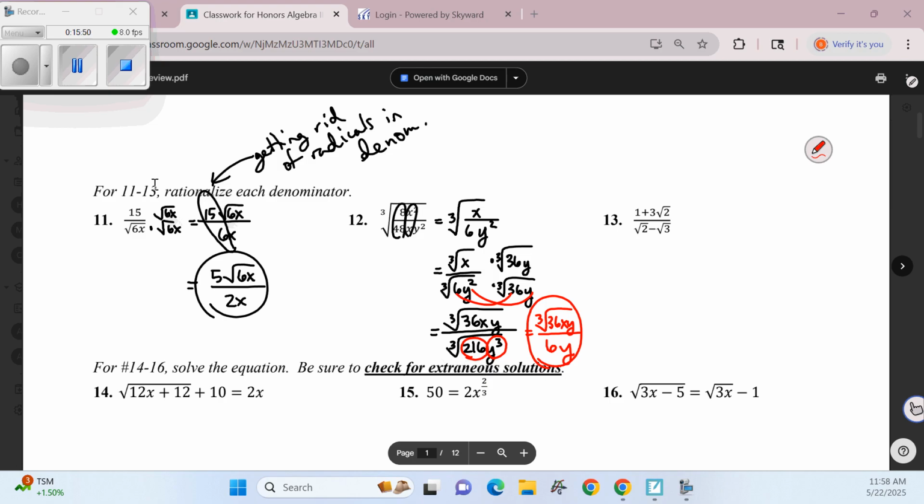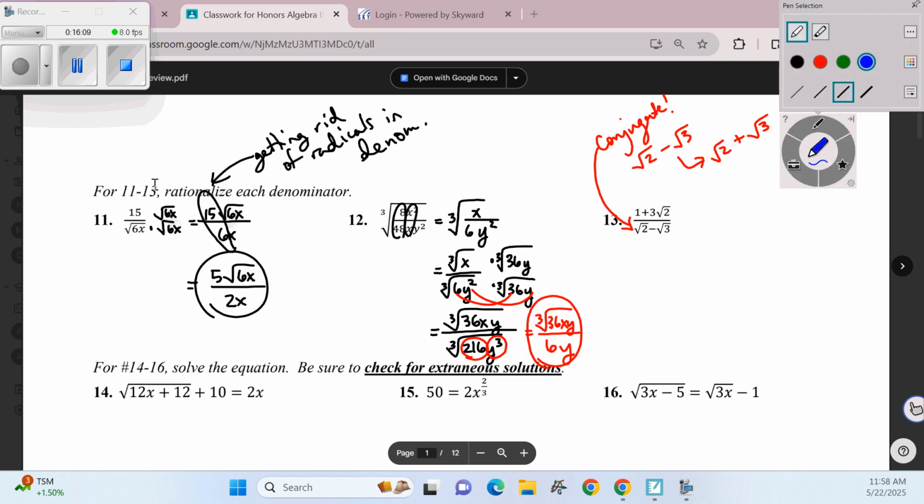Over here we're going to have to use the conjugate. So that's probably a word we haven't talked about for a while. If we have the square root of 2 minus the square root of 3, then the conjugate would be the square root of 2 plus the square root of 3, right? It's like the same binomial, but the sign is changed. So what we're going to do then is multiply top and bottom by that conjugate of the denominator.